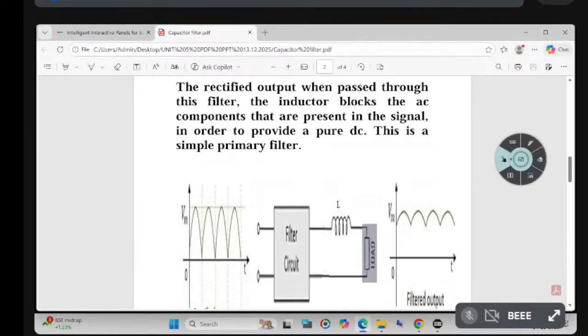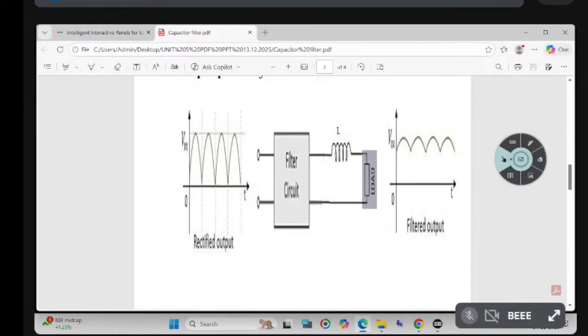Now first see this diagram. This is a filter. This is called inductor. This is the load. At the load, we should get pure DC.